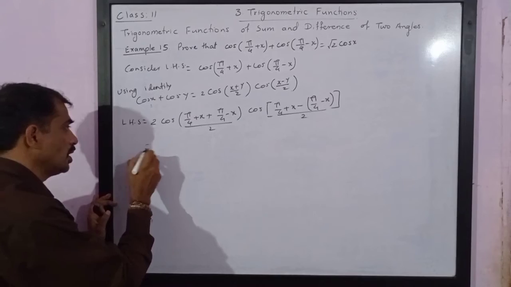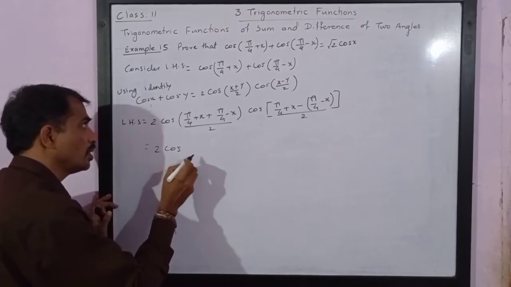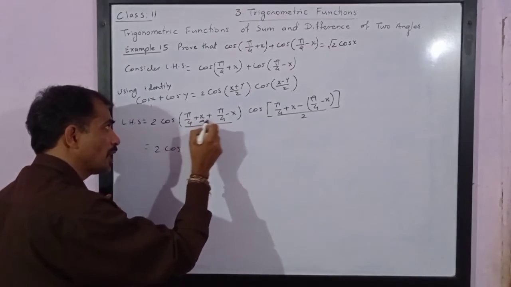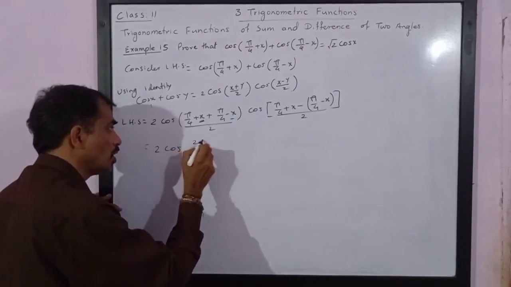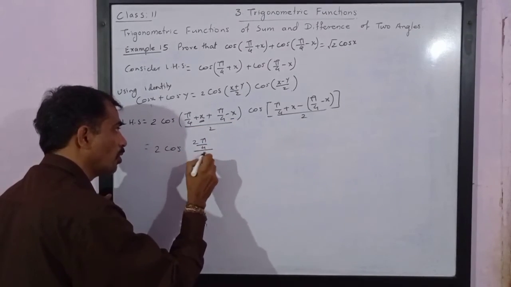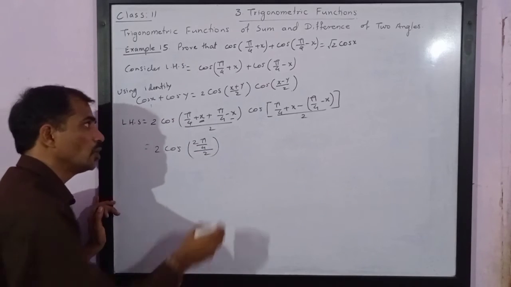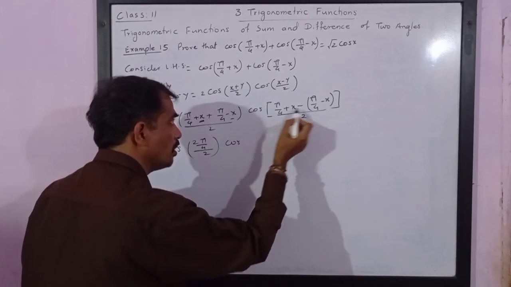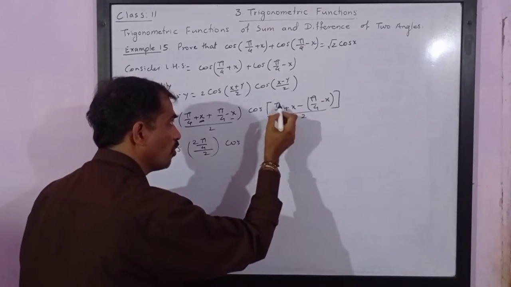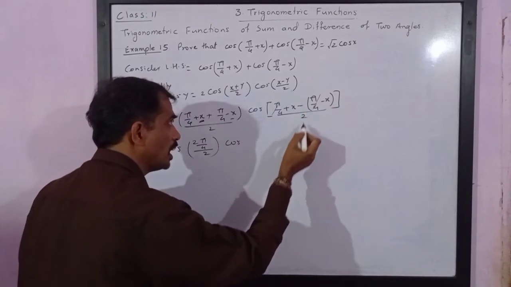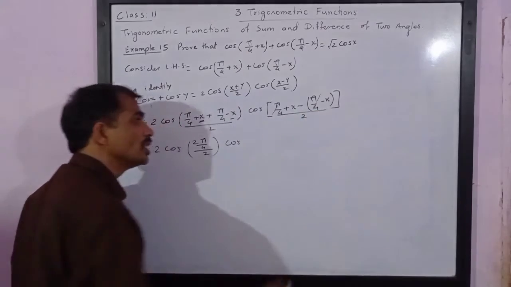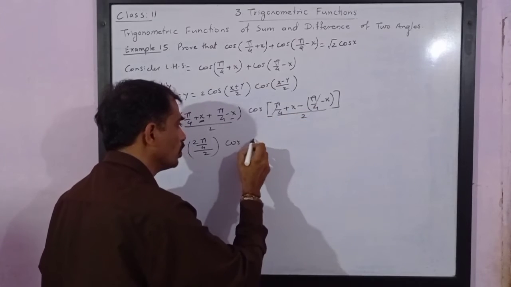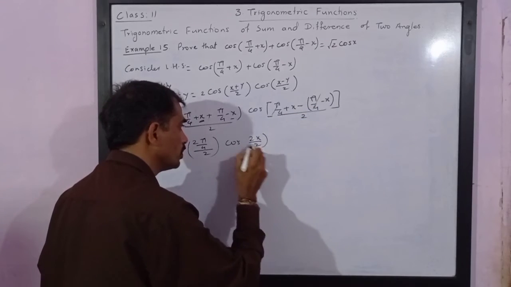Now see, this is equal to twice cos of, this pi upon 4 is twice pi upon 4, positive x and negative x will cancel, so we will get twice pi upon 4 upon 2 into cos of. Please note, this negative sign will change the sign of pi upon 4, so pi upon 4 will be eliminated. This negative sign will also change the sign of the x, it will become positive, so you will get 2x upon 2.